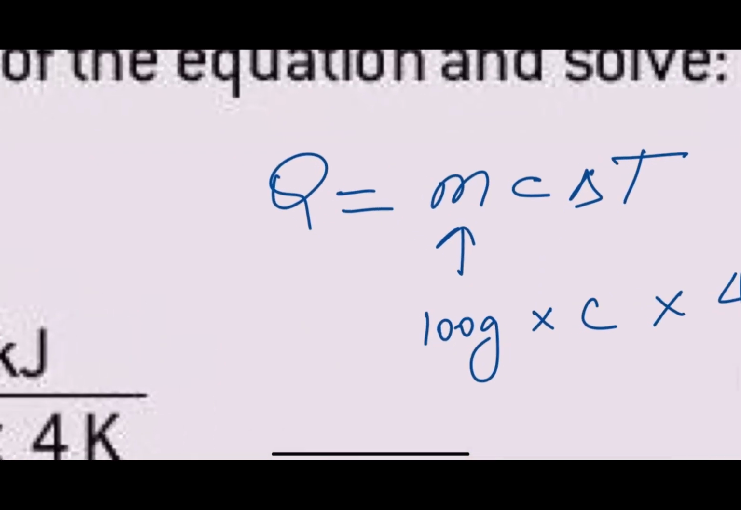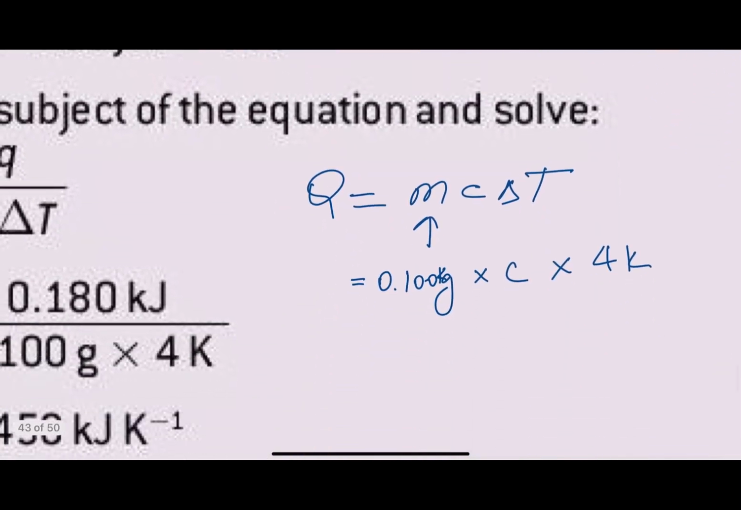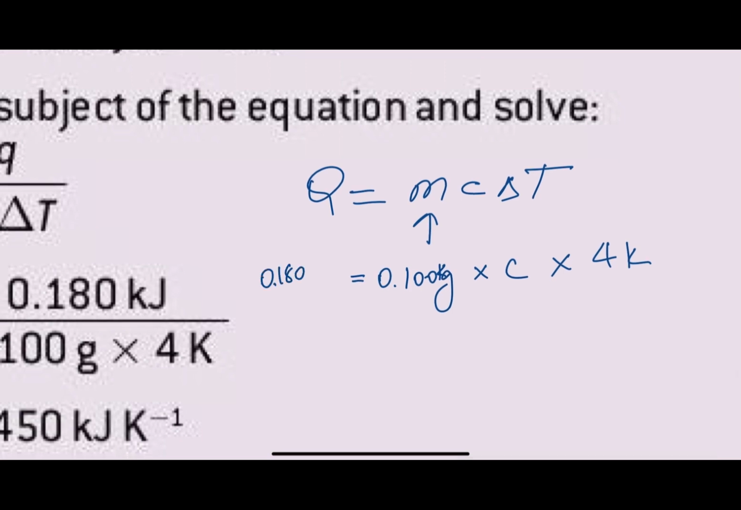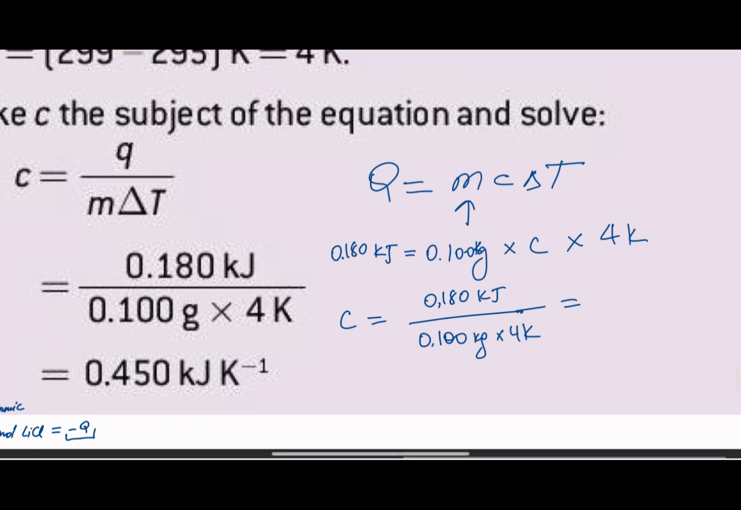Now let's convert the grams into kilograms. It will be 0.1 kilogram, and then we convert the 180 joule into 0.18 kilojoule, and now you have everything in your hand. C would be 0.18 kilojoule divided by 0.1 kilogram multiplied by 4 Kelvin. So your answer is 0.45 kilojoule divided by kilogram multiplied by Kelvin. So they made a mistake over here. They forgot to write down kilogram.